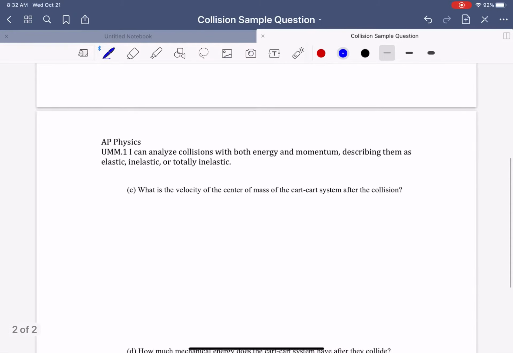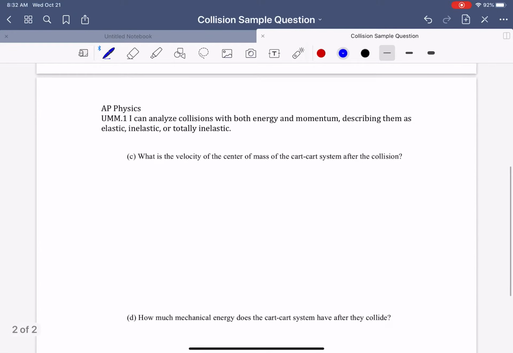The next question is, what's the velocity of the center of mass of the cart system after the collision? We talked a little bit about what the center of mass is, the weighted average of where the center of my system is. In order to figure that out, when I have different masses, the velocity of my center of mass is the mass of A times the velocity of A plus the mass of B times the velocity of B, divided by the sum of the masses.